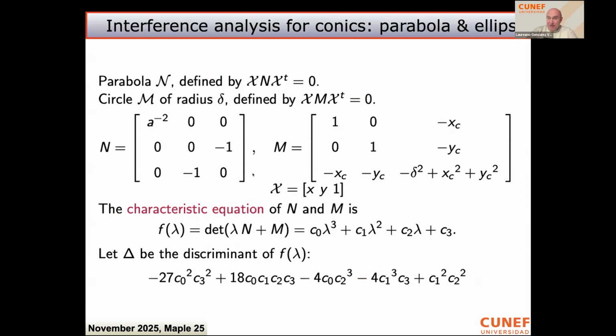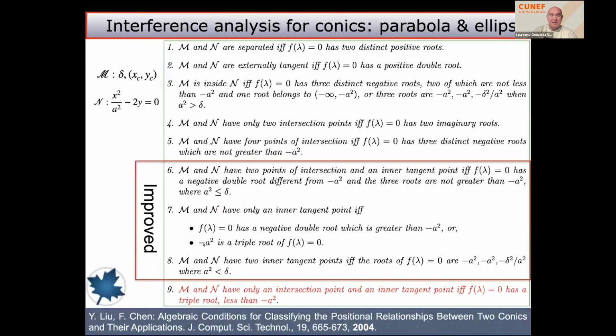Starting with the case of a parabola and an ellipse, in the first step we consider the parabola in canonical form. In this case, we can also consider the circle in standard form, but the center is not at the origin. The first step is to compute the characteristic equation, which is the determinant of the pencil defined by N and M. Let delta be the discriminant of this polynomial, which is the resultant of f and its derivative. And what we get is the following.